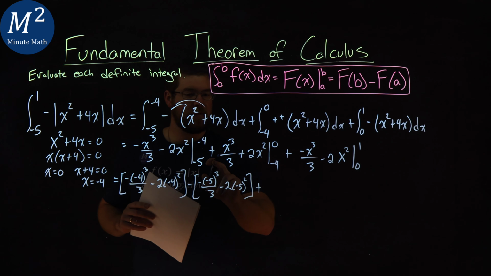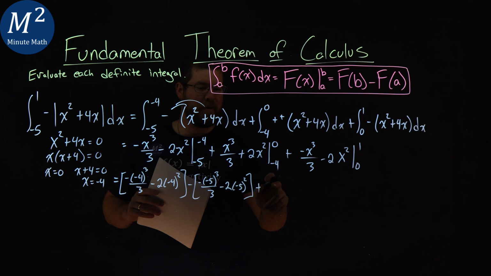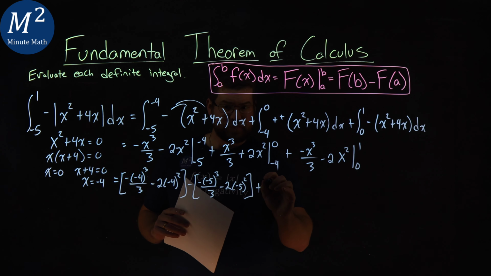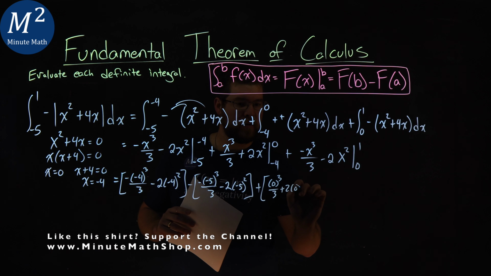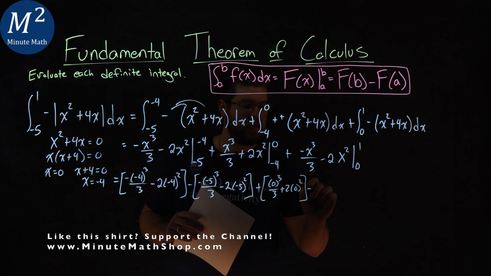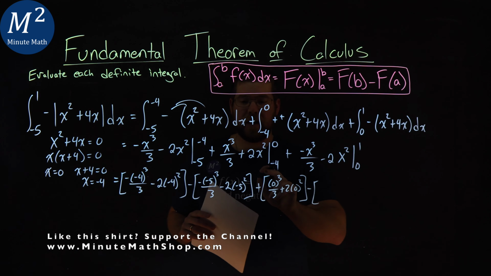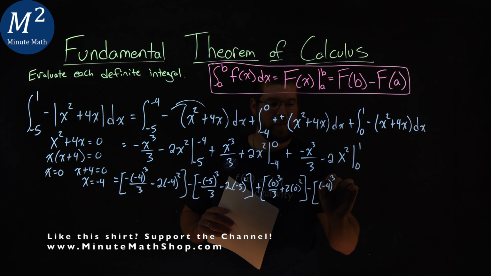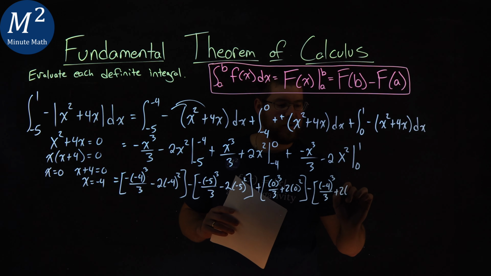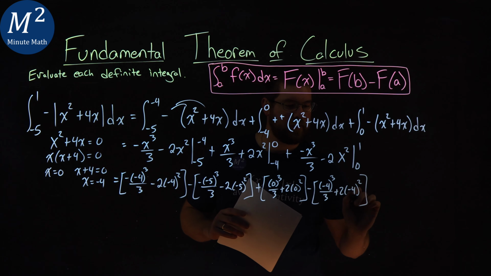Plus, all right, we're going to deal with the second one right here. Got to write smaller here. So plug 0 in first. 0 to the third power over 3 plus 2 times 0 squared. Minus, plug in negative 4 into my function here, the second one. Negative 4 to the third over 3 plus 2 times negative 4 squared.